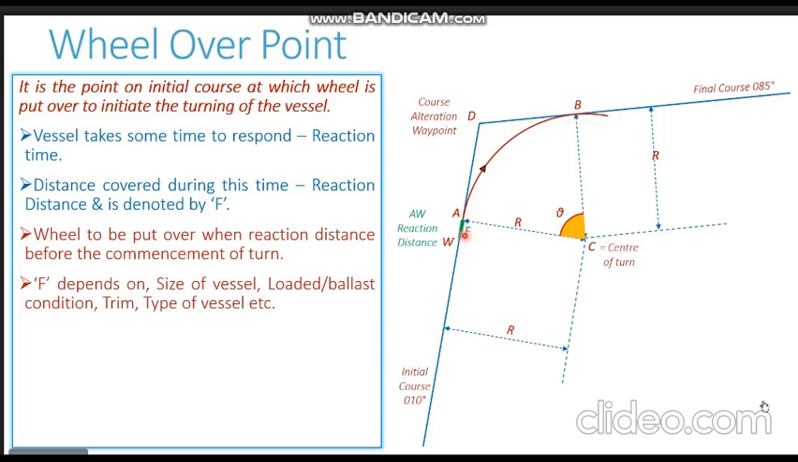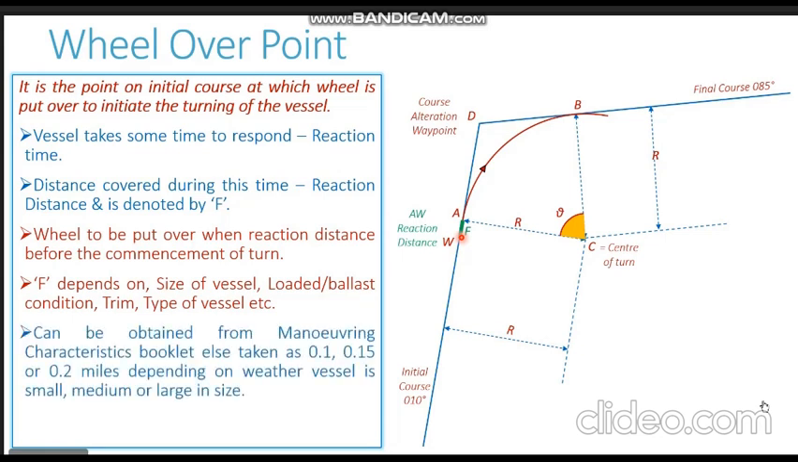Now, how do we determine this reaction distance for the ship in a particular situation? This reaction distance depends upon various factors like the size of the ship, the loading conditions of the ship, whether the vessel is loaded or in ballast. It also depends upon the trim of the ship, the type of the ship, block coefficient, size of the rudder angle given, all these different parameters.